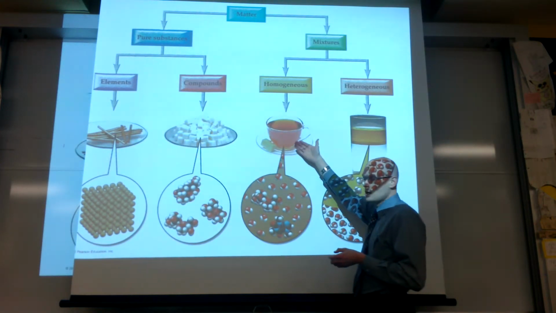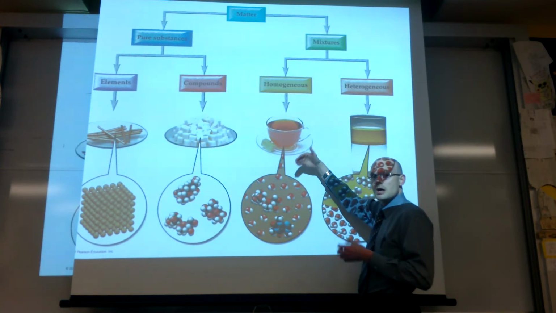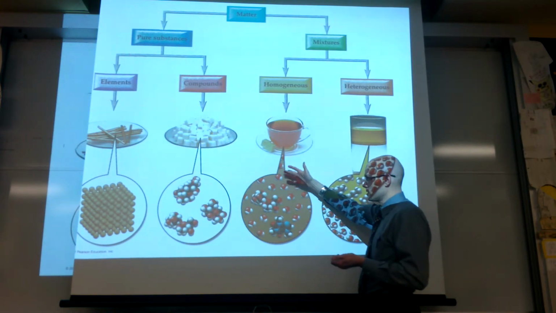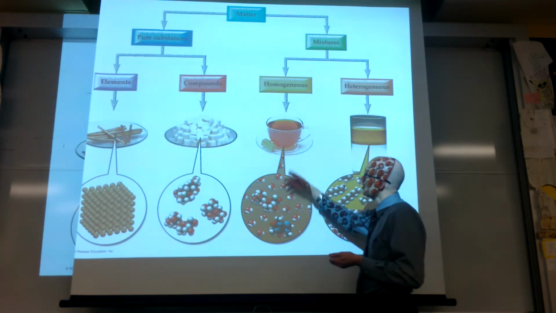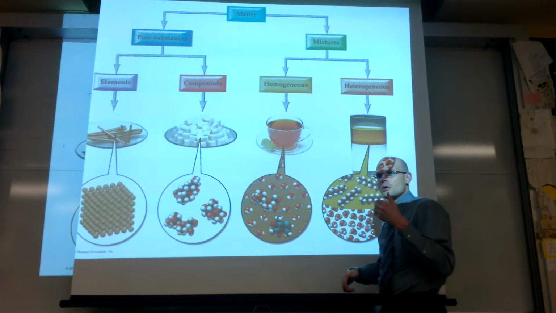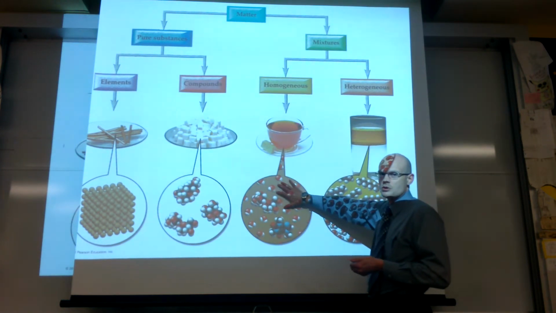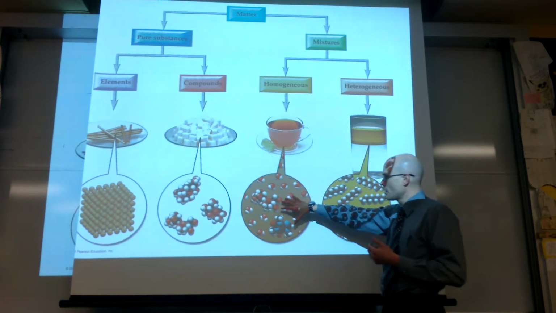So when you drink the cup of tea, the first sip and the last sip have the same uniform composition. They're a homogeneous mixture. Homogeneous mixtures are often called solutions. So when you make a solution, you're making a homogeneous mixture, physically mixing them together.